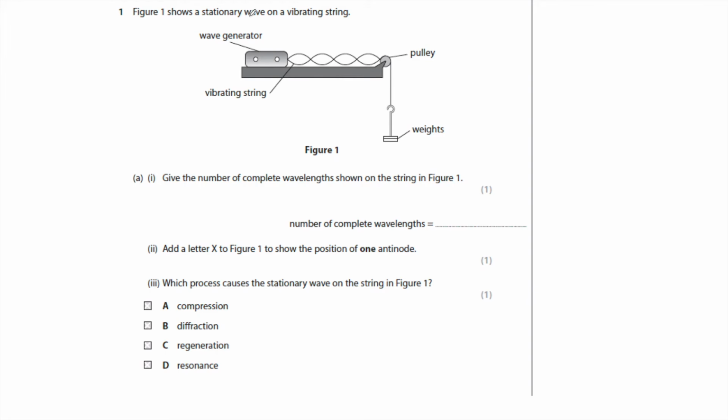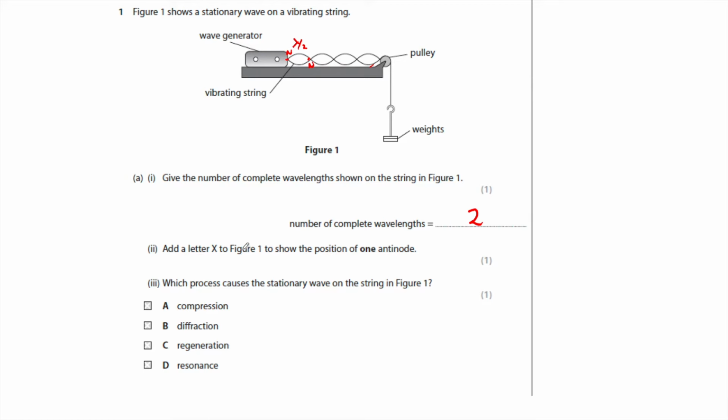Figure 1 shows a stationary wave of a vibrating spring. Give the number of complete wavelengths shown on the spring in Figure 1. Remember that we've got a node there and a node there, and the distance between nodes is half a wavelength. So that's half a wavelength, that's one wavelength, that's 1.5, and that's 2 wavelengths.